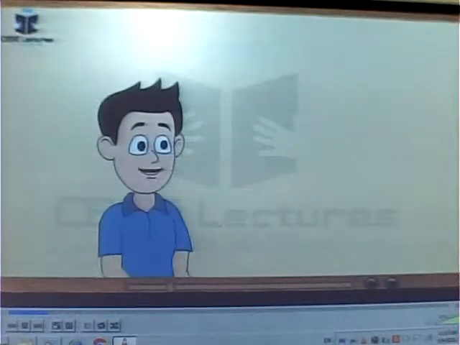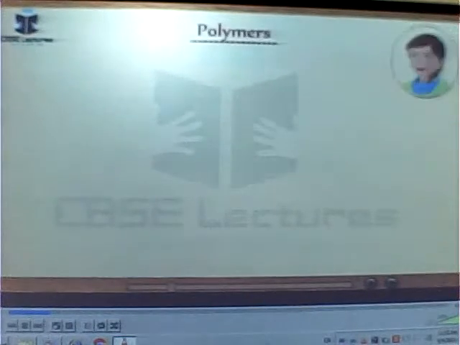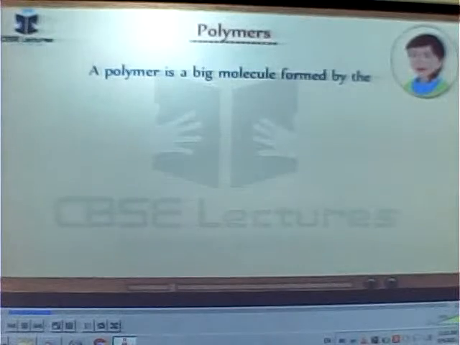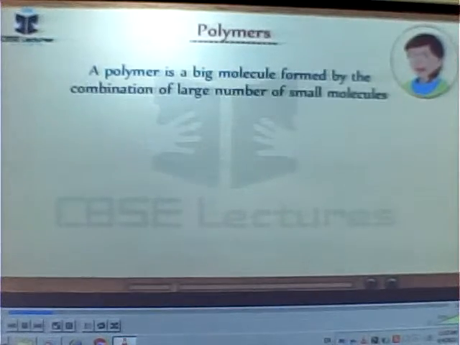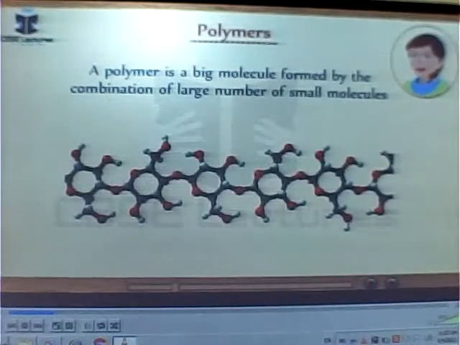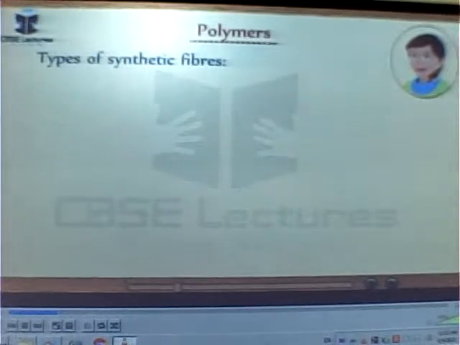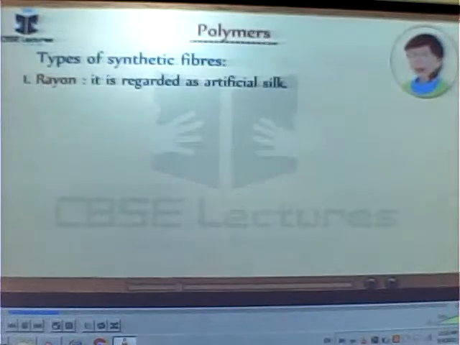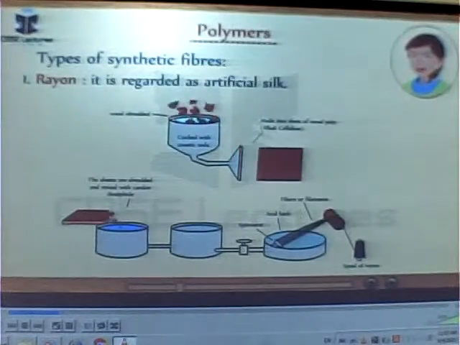Ma'am, what are polymers? A polymer is a big molecule formed by the combination of a large number of small molecules. Let us learn more about synthetic fiber. Types of synthetic fiber. Rayon. It is regarded as artificial silk.